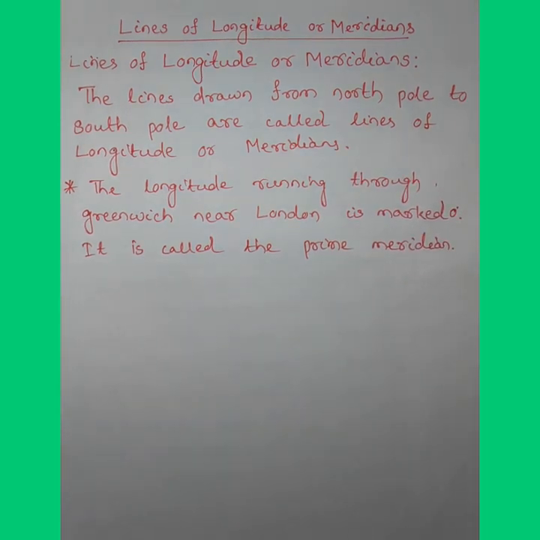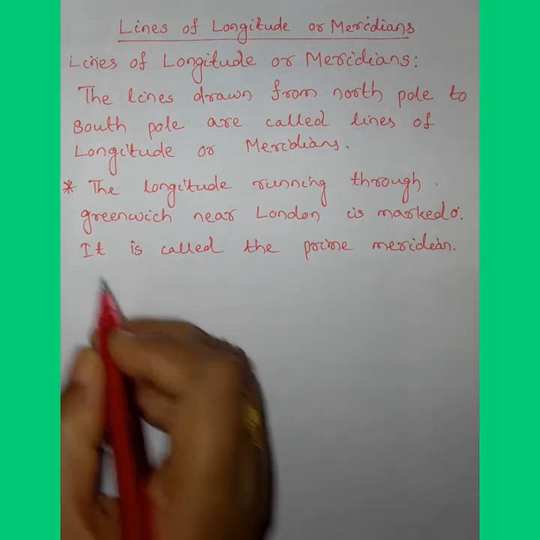It divides the Earth's surface into two parts. One is the eastern hemisphere and another is the western hemisphere. Like the equator also divides the Earth's surface into two parts, northern hemisphere and southern hemisphere, the prime meridian divides the Earth's surface into two equal parts known as the eastern hemisphere and the western hemisphere.